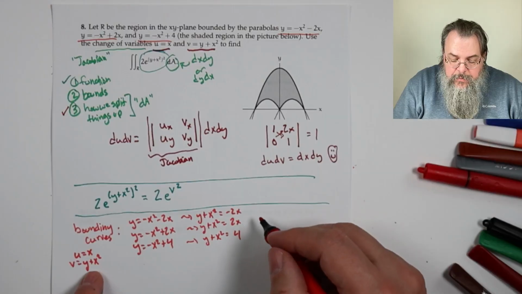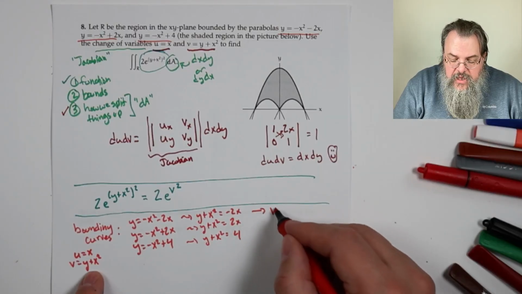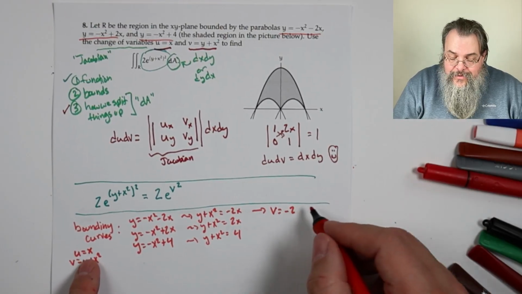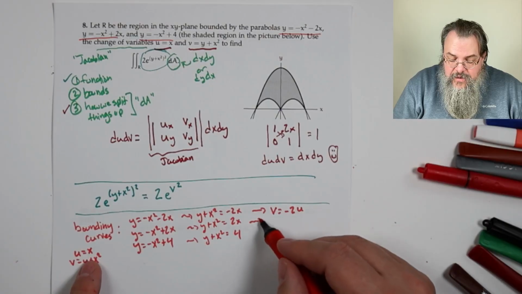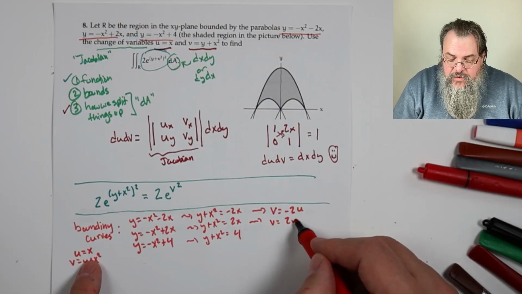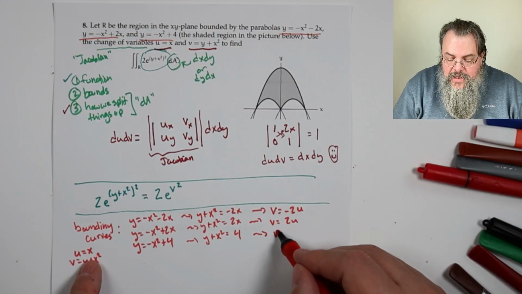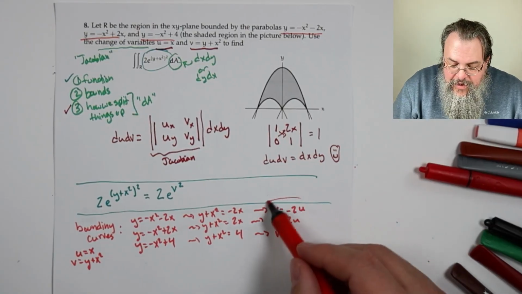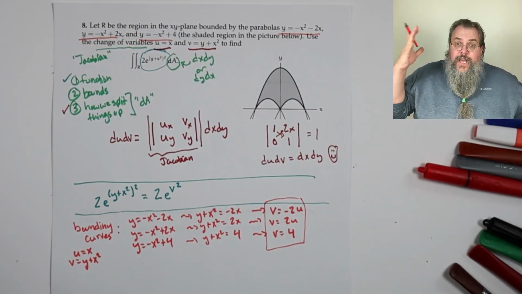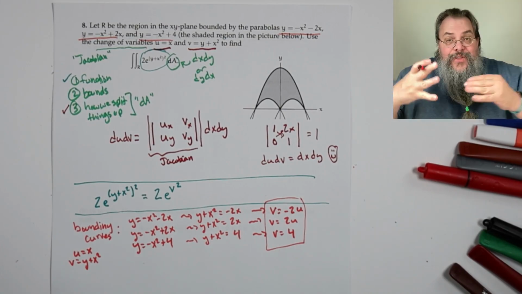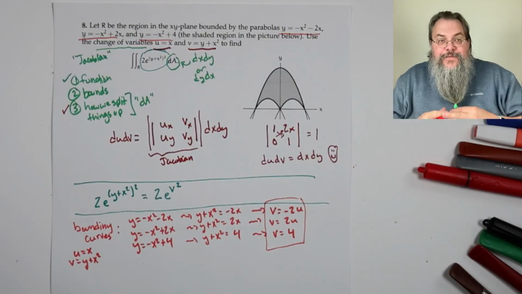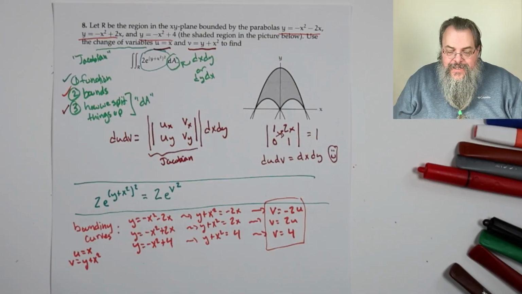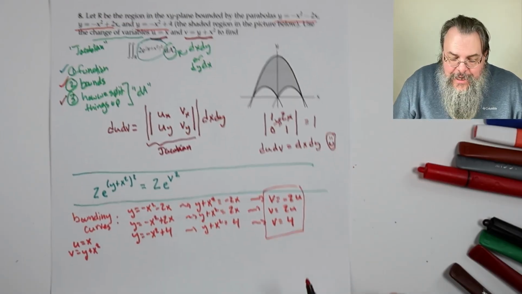And now the y plus x squared becomes v. Now what do we do with the x? Well, x is u. So v equals minus 2u. v equals plus 2u. v equals 4. So we have 3 new bounding curves. This bounds in the UV plane. Okay, so in essence, we're done. But let's clean it up.